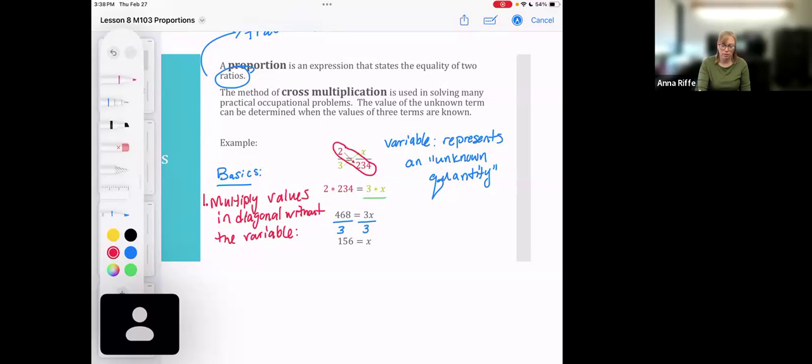So that would be 2 times 234. We then have one number or non-variable quantity remaining, that's the 3. We can then divide this product, 2 times 234, by the remaining non-variable 3. Then divide by the remaining constant.